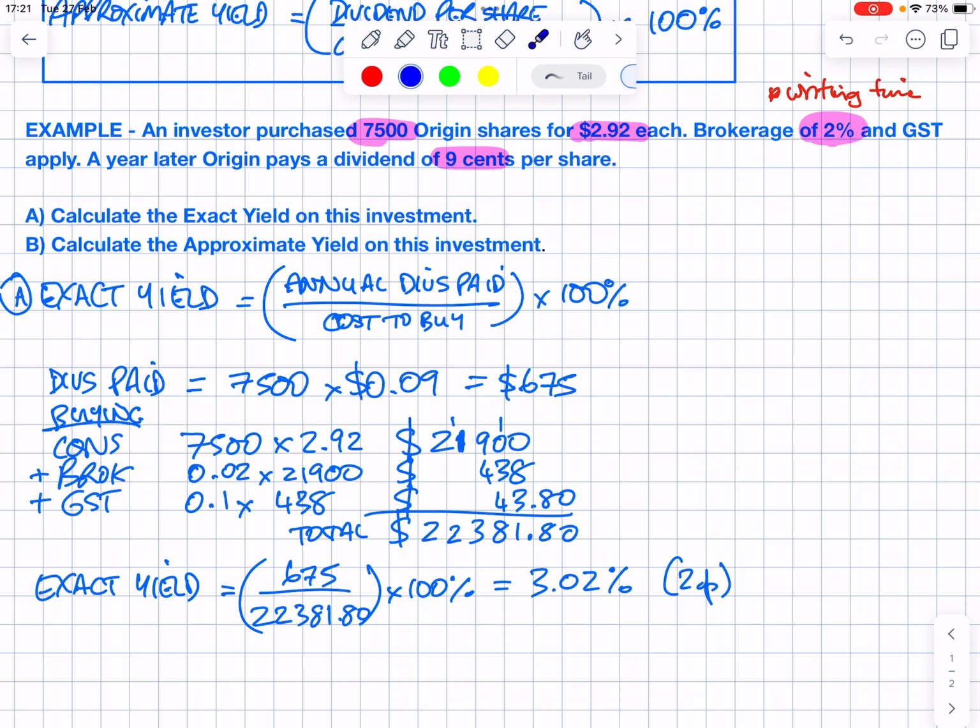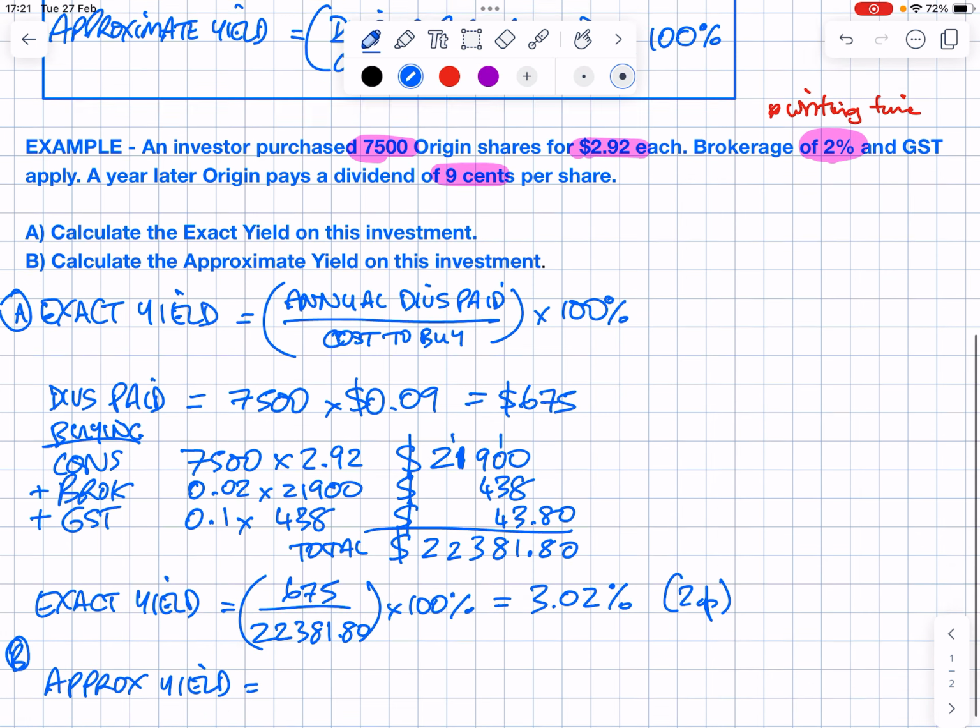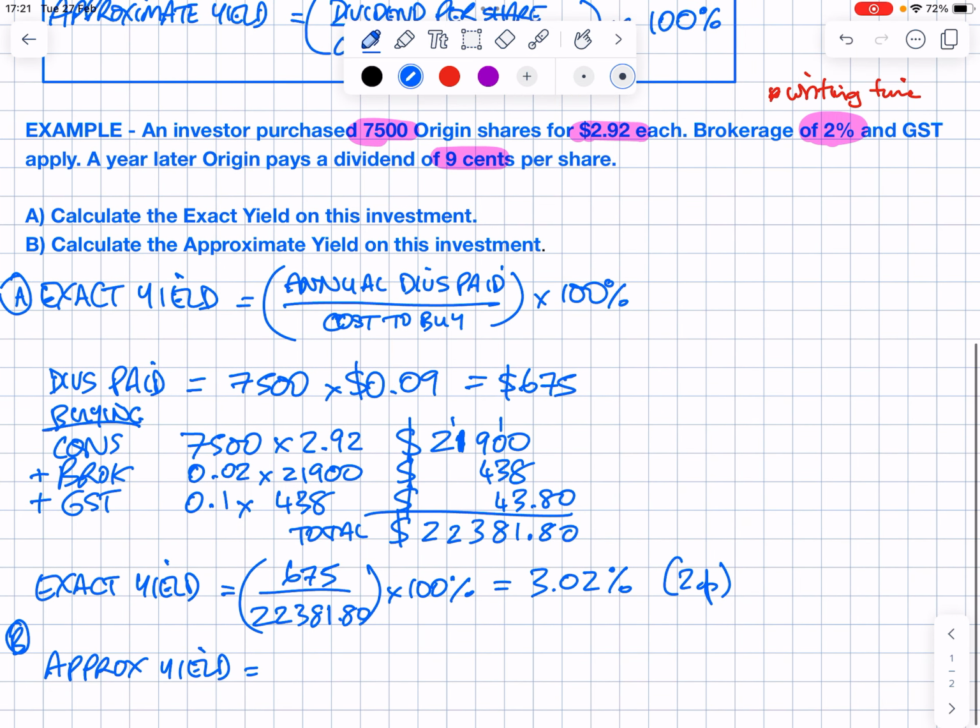Lastly, B, the approx yield. I'll move that down. Approx yield's easy because it's only two things. We don't need to do any extra calculations. Div per share divided by current value of the share. I'll just write the dividend per share in 0.09. Dividend per share divided by the current price, $2.92, times by 100%.